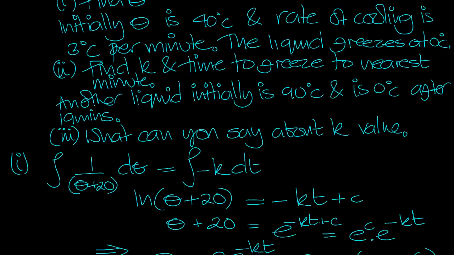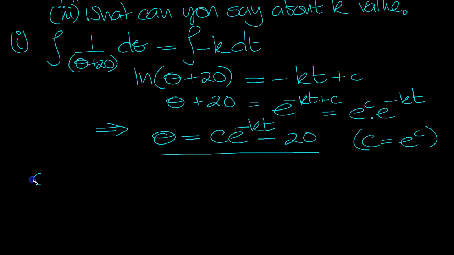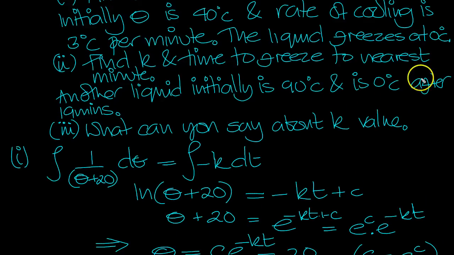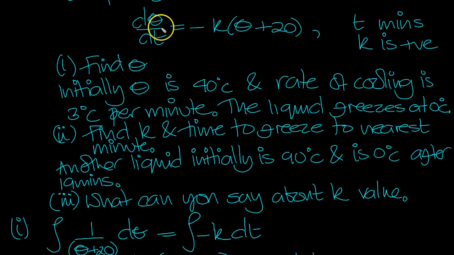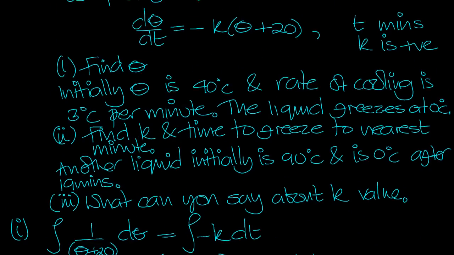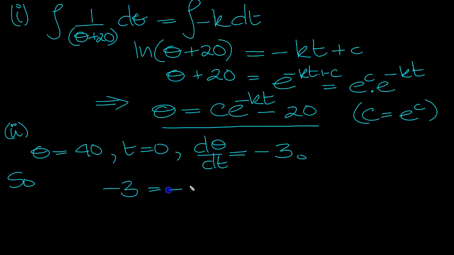Initially theta is 40 and the rate of cooling is 3 degrees C per minute. So initially theta is equal to 40, t equals 0, and d theta dt is equal to, rate of cooling is 3, so that's the rate of increase, so the rate of cooling will be minus 3 there. So let's have a look then. Put in this initial condition into the equation originally. d theta dt is minus 3 equals minus k, theta plus 20, isn't it? So minus 3 equals minus k, theta plus 20.